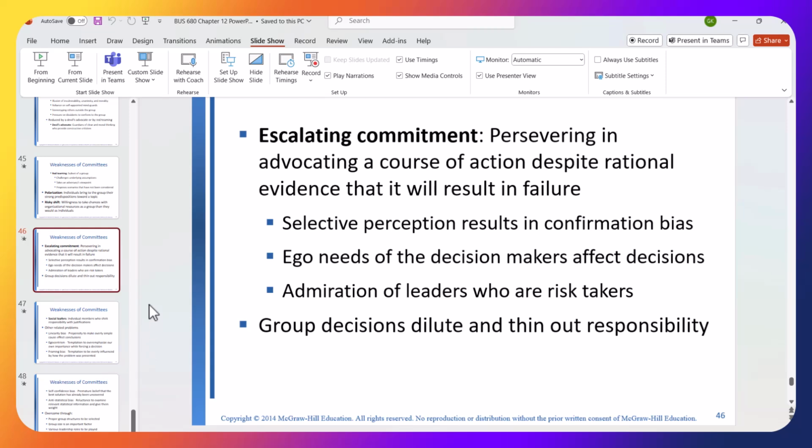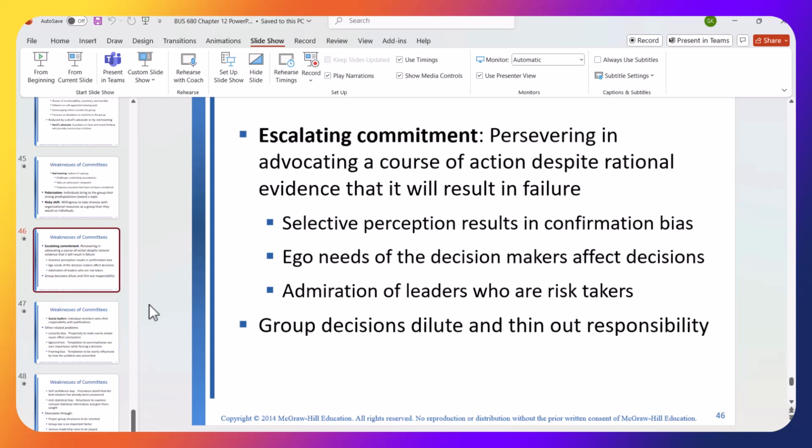So escalating commitment. Persevering and advocating a course of action despite rational evidence that it will result in failure. So when you think about this, advocating for action, of course, despite rational evidence. So basically, you're moving forward with something, or you're telling people to do something, even though there's evidence that says it may not work, but you still keep pressing.